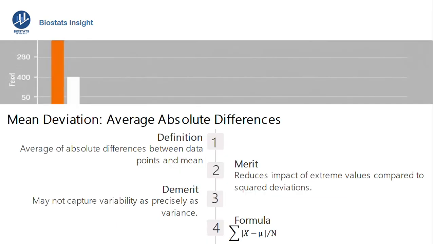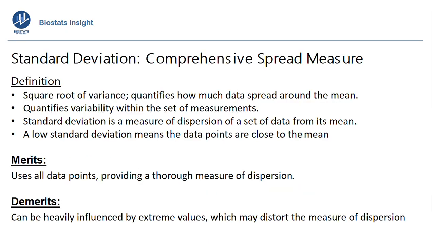Mean deviation is also known as average absolute difference. The definition is the average of absolute differences between data points and the mean. It reduces the impact of extreme values, but it does not provide the full variability in the data because it focuses precisely on the mean value. The formula is the sum of |x minus mu| divided by n.